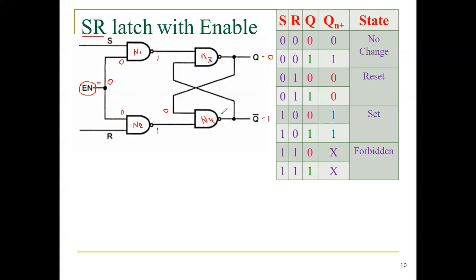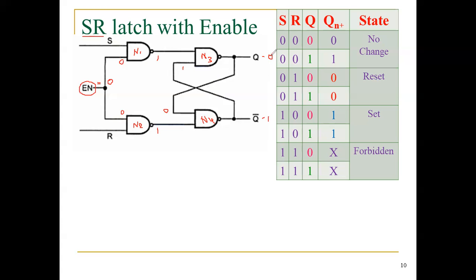That 0 comes to here. Since one of the inputs equals 0, my output equals 1. This 1 is given to one of the inputs of my N3, that means NAND gate 3. Then you check the inputs, all the inputs are 1 now, hence the output equals 0. This is the first condition.